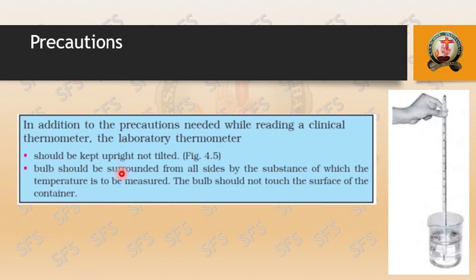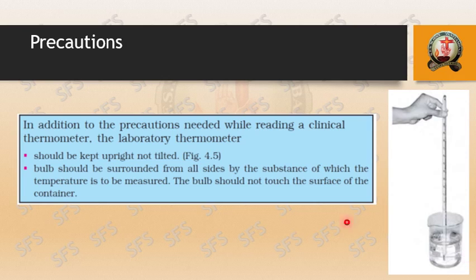So here you should keep it straight and it should not be tilted, and the bulb should be surrounded from all sides by the substance of which the temperature is to be measured. The bulb is right below, so the complete bulb should be filled with the object or substance of which you are measuring the temperature. For example, if you are measuring the boiling point of water, the whole bulb should at least be in the water. Only half of the bulb should not be in it, as it will not give you an accurate reading.